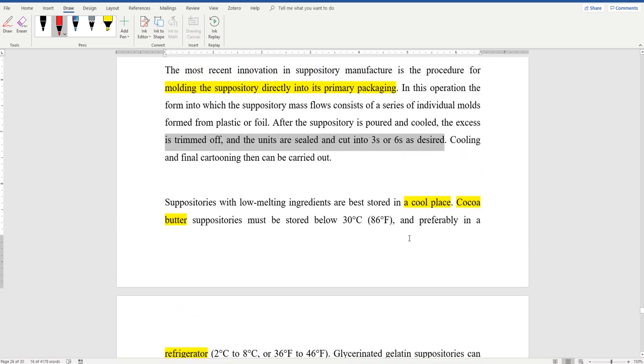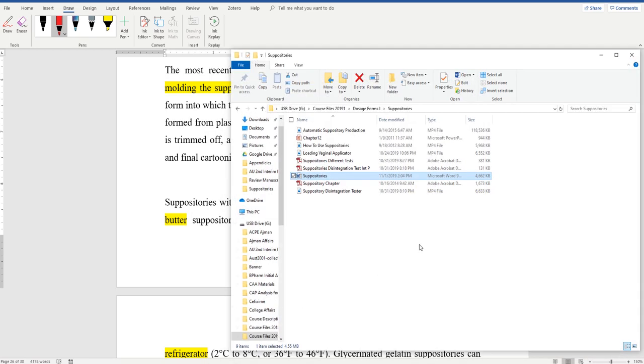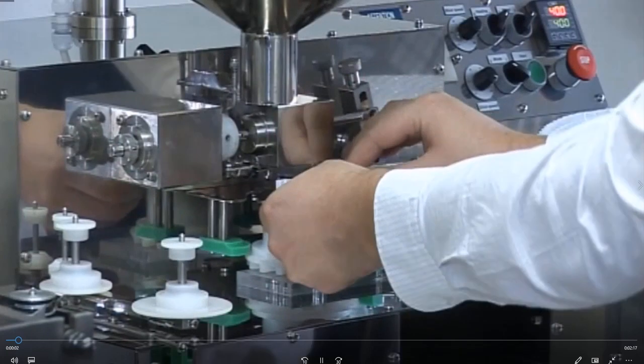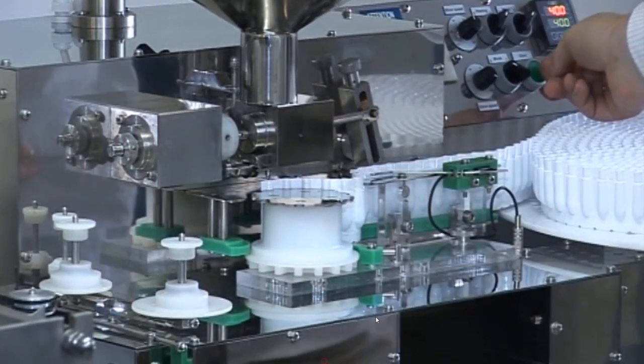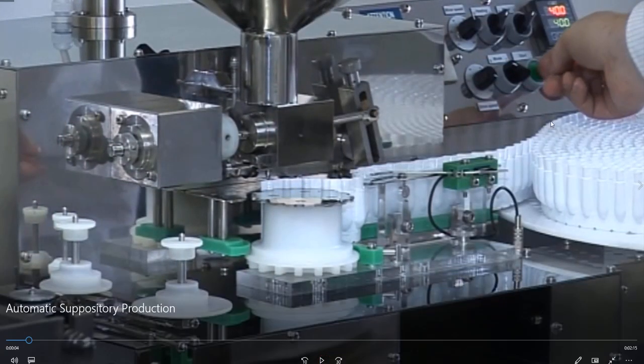I will show you, before I move, a video regarding the preparation of suppositories in its primary packaging. Okay, what you see here is the primary packaging. Itself, it will be the mold.